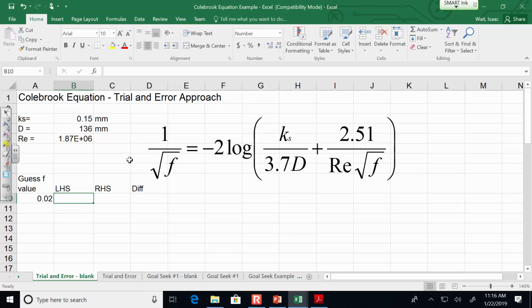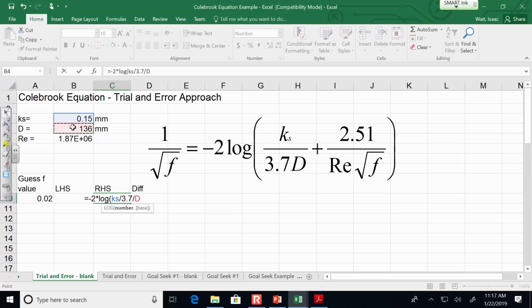Okay, so the left-hand side of this is equals 1 divided by square root of f. Okay, so far so good. Let me actually show a little bit more precision there so that we can know for sure. Now the right-hand side equals negative 2 times the logarithm of k sub s, so it's this cell, divided by 3.7 divided by d.